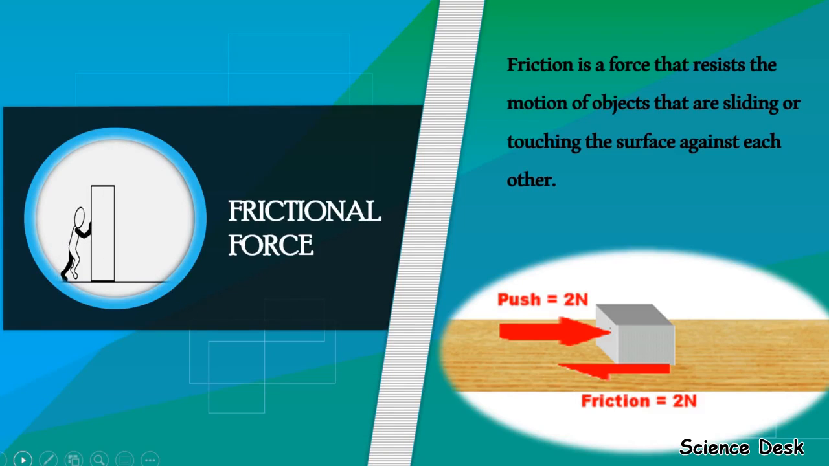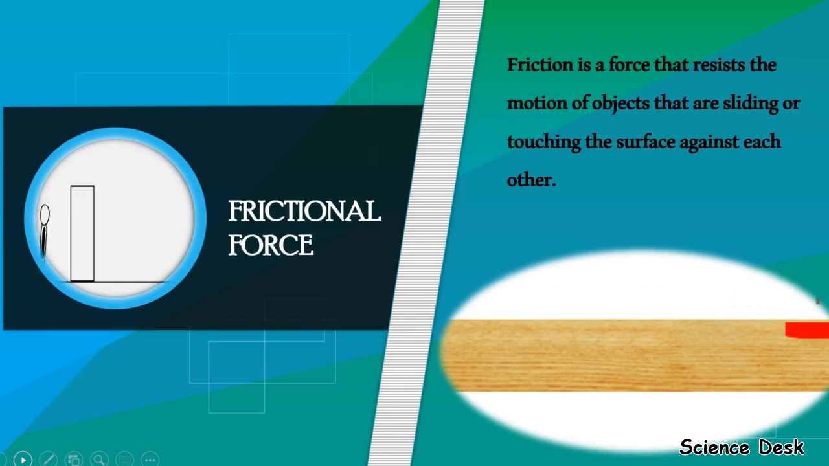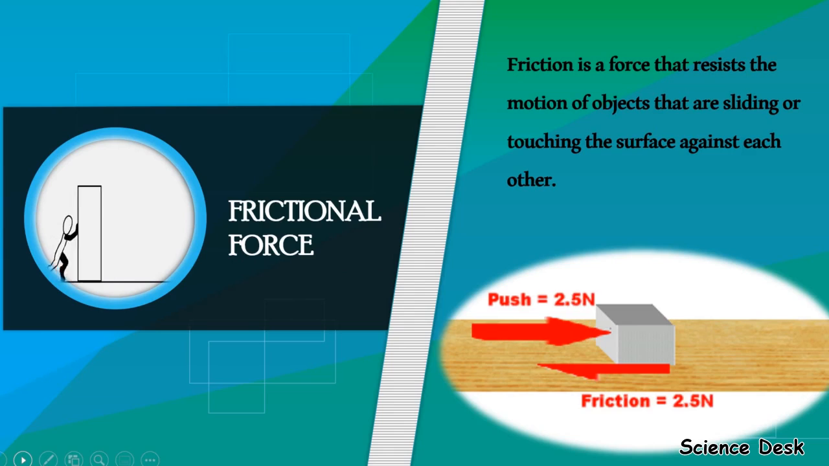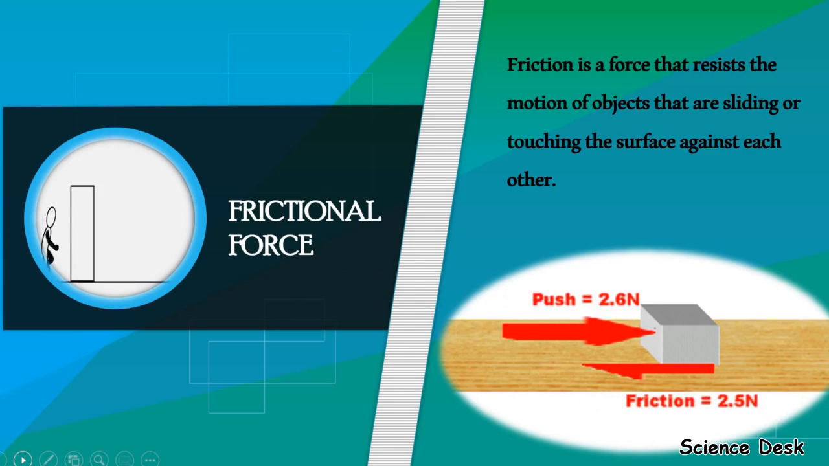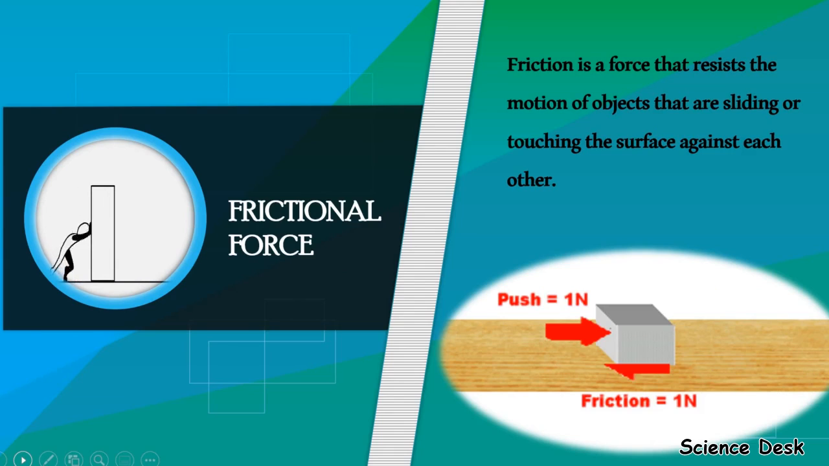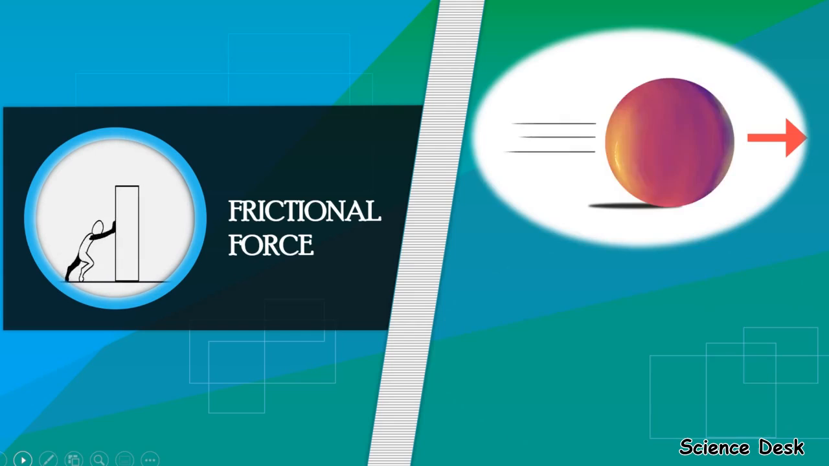What is frictional force? It is a force that resists the motion of objects that are sliding or touching the surface against each other. Here you can see the object sliding over the wooden block. The frictional force here resists the motion of the object that is sliding here.